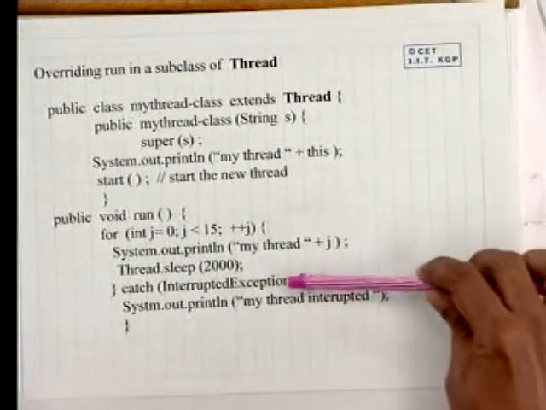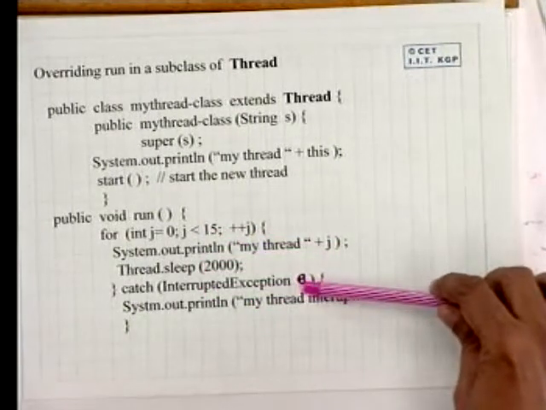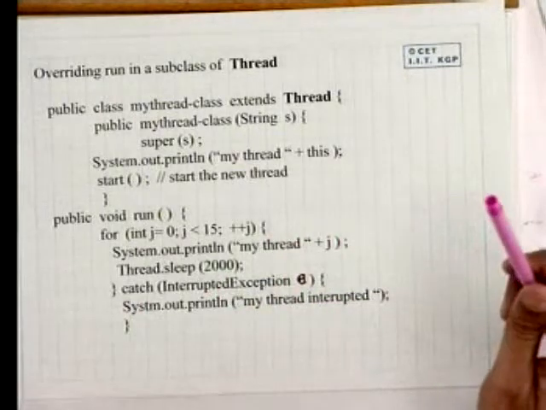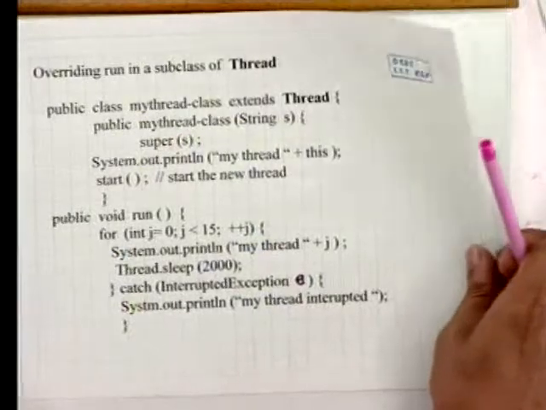So whenever an exception takes place, because any other thread is trying to interrupt it, it will print that it has been interrupted. This is one way of doing it.